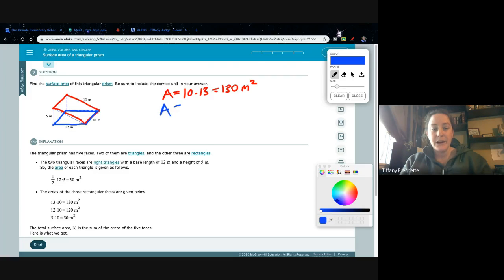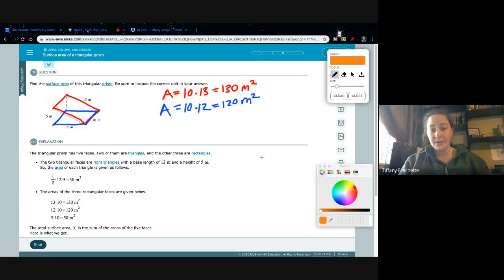So the area of that bottom rectangle is the same thing. It's 10 times 12, because now we have a base and a height of 12. And I know I'm saying base and height. We can say length times width, if that makes it sound a little easier for you, because it's not really a height in this case since it's laying down. So we have 120 meters squared.